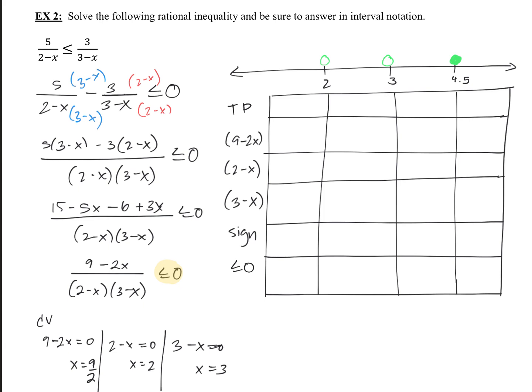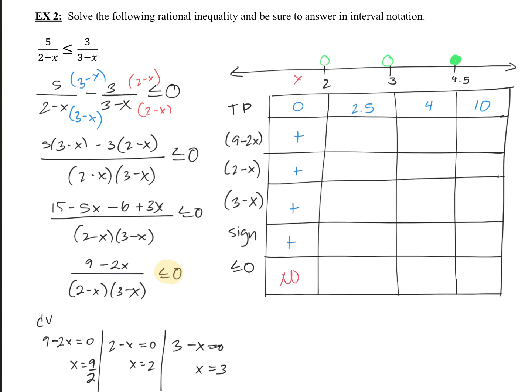So let's pick a test point. I'll do 0, it's easy. How about 2.5? Not the easiest, but we'll survive. And then let's go with 4 and 10. Let's check those. So that's going to be 9 minus 2 times 0. That will give us a positive. Once again, a positive and a positive. The sign is a positive. Is this less than or equal to 0? The answer is no. So that will not be part of our solution.